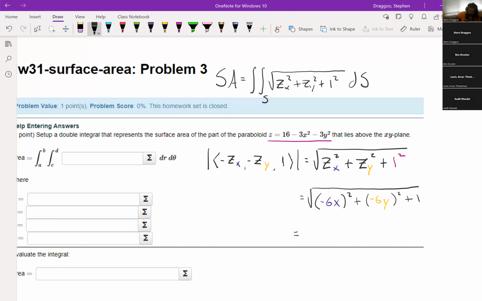I can already see I'm changing this thing over to polar coordinates because it's going to be way easier to integrate over there. All right, I've got this paraboloid that has circular cross sections. I want to do a polar integration. So I'm going to say x squared plus y squared is r squared. So this thing simplifies to 36 r squared plus 1.